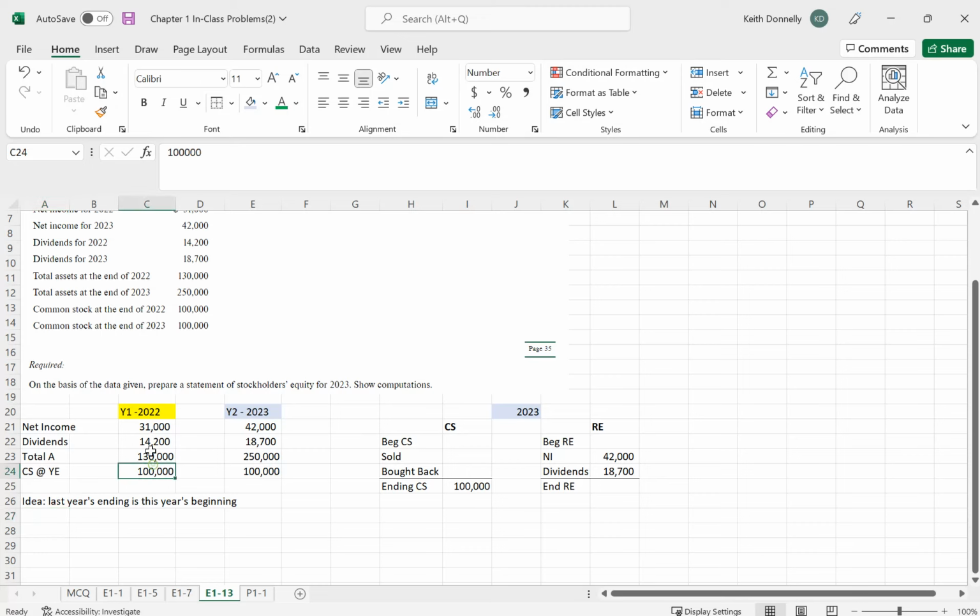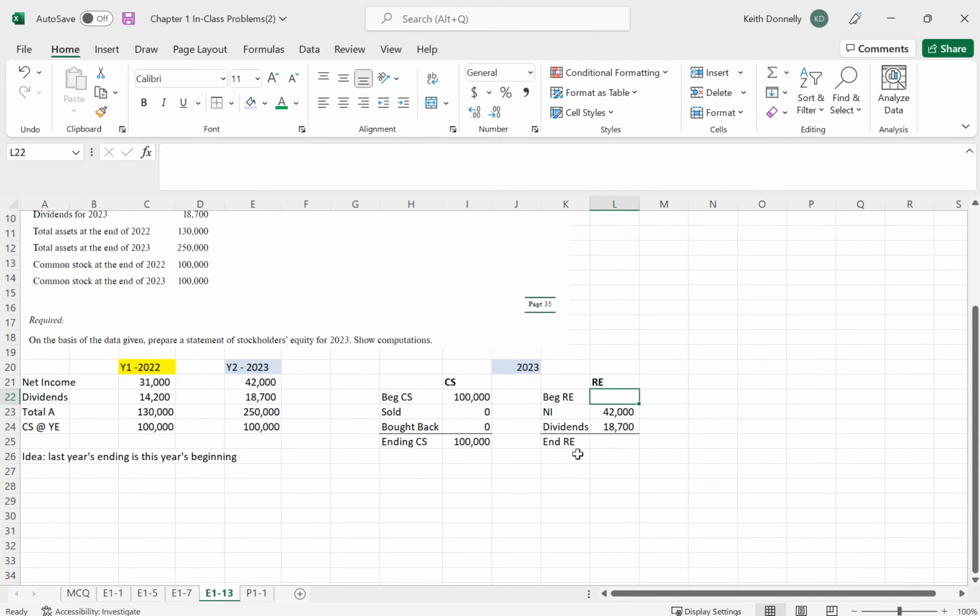So that means last year, at the end of 2022, the balance for common stock has to be this year's beginning balance. And if that's the case, then these two have to be zero. In other words, for the equation to work, it's 100,000 plus 0 minus 0 equals ending common stock. We must not have sold any during the year. Likewise, if we're looking at retained earnings here for 2023, we don't have beginning retained earnings. However, we can use this idea, last year's ending is this year's beginning, to help us.